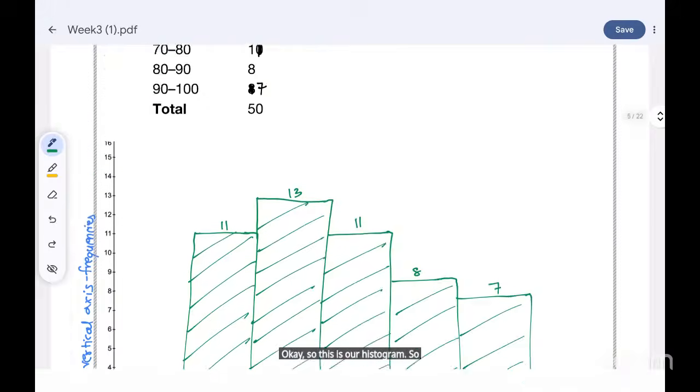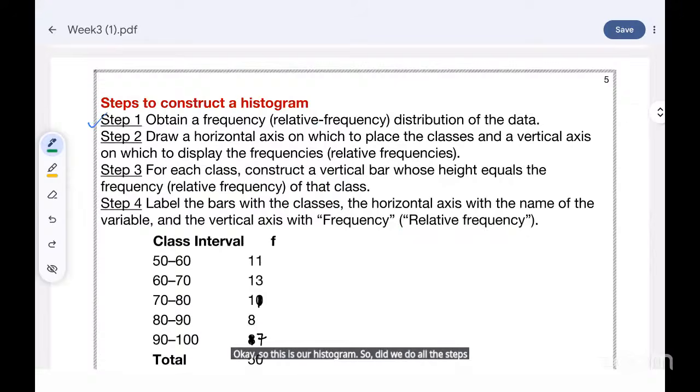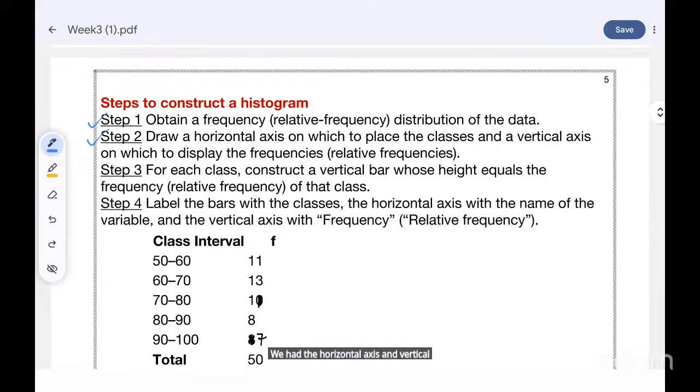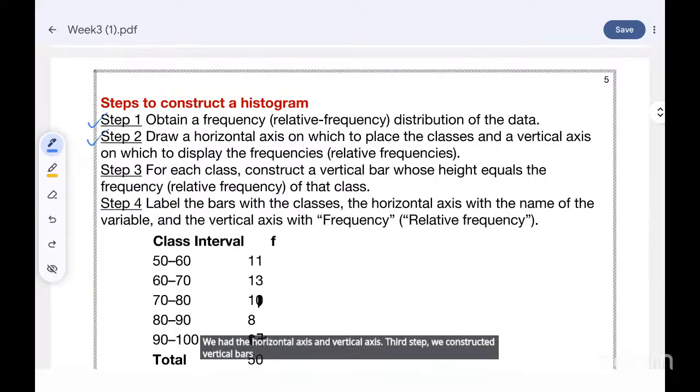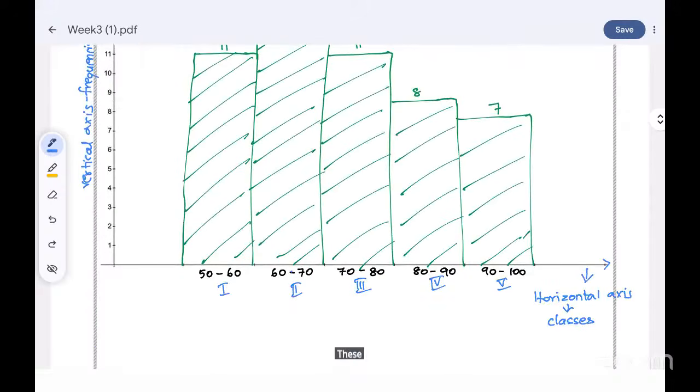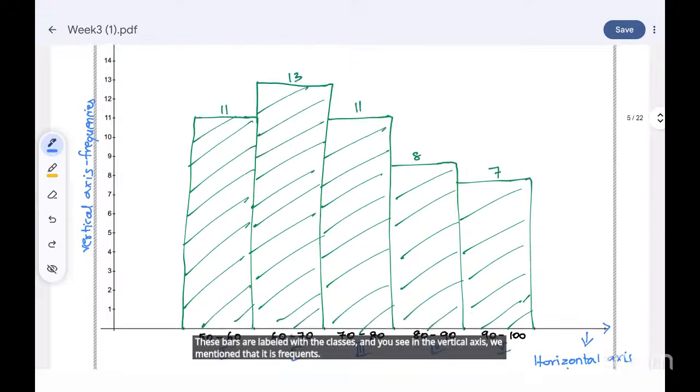So did we do all the steps? The second step, we had the horizontal axis and vertical axis. Third step, we constructed vertical bars whose height equals the frequencies. Fourth step, we label the bar with the classes, the horizontal axis with the name of the variable and the vertical axis with frequency. Did we already label the bars with the classes? These bars are labeled with the classes, and you see in the vertical axis, we mentioned that it is frequency. So all the steps are done.